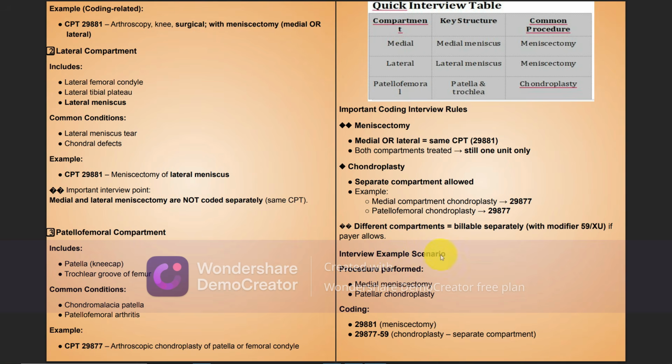Interview example scenario: procedures performed are medial meniscectomy and patellar chondroplasty. How will you code that? 29881 meniscectomy, and 29877 with modifier 59, chondroplasty, separate compartment. Because of the separate compartment, the patellar chondroplasty, that's why both procedures are coded.